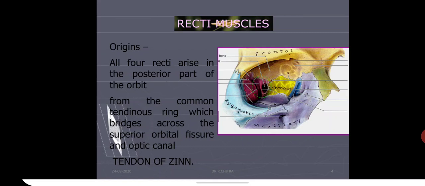All 4 recti muscles arise in the posterior part of the orbit from the common tendinous ring, which bridges across the superior orbital fissure and the optic canal. That is called the tendon of Zinn. This tendon of Zinn is given in the clinical anatomy books which I have taken. You can note the tendon of Zinn.